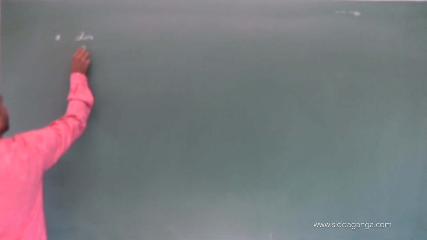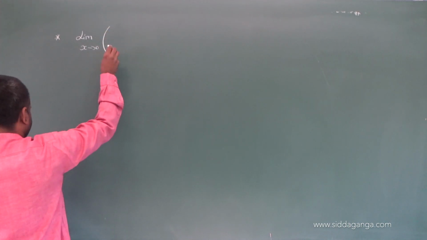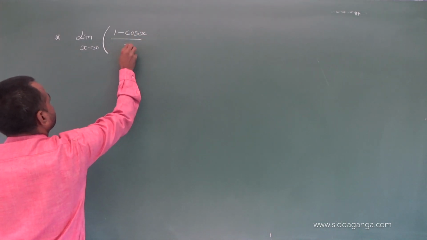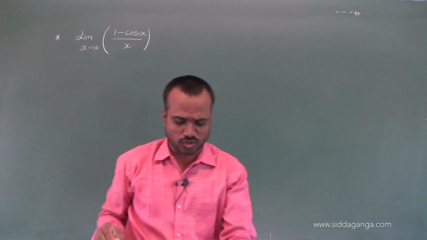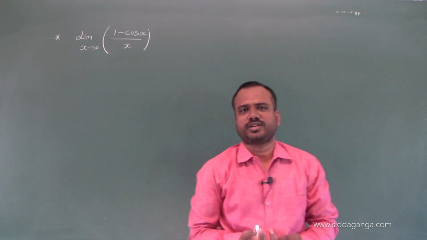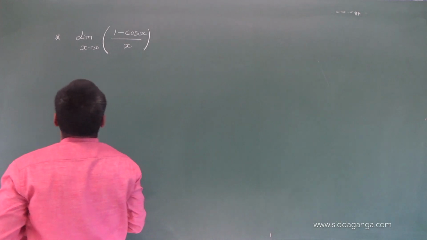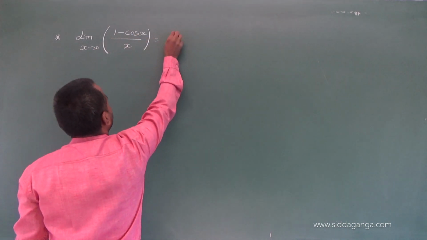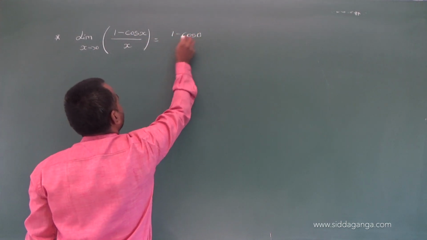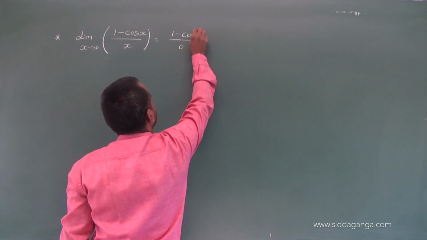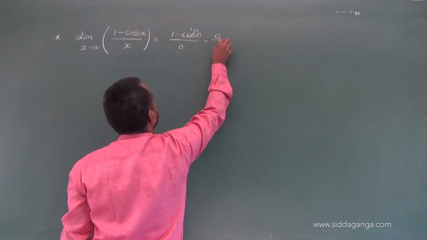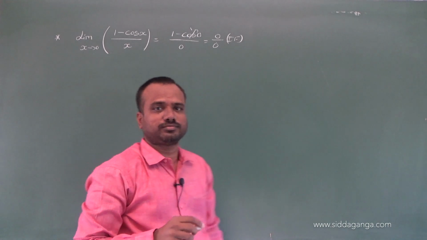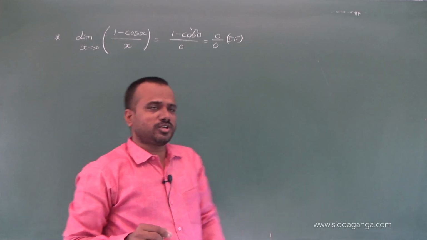Limit x tends to 0, 1 minus cos x divided by x. Firstly, we substitute 0 wherever there is x. 1 minus cos 0. Cos 0 is 1, and 1 minus 1 is 0. So 0 by 0, an indeterminate form. Correct? Okay. You know the trigonometry.